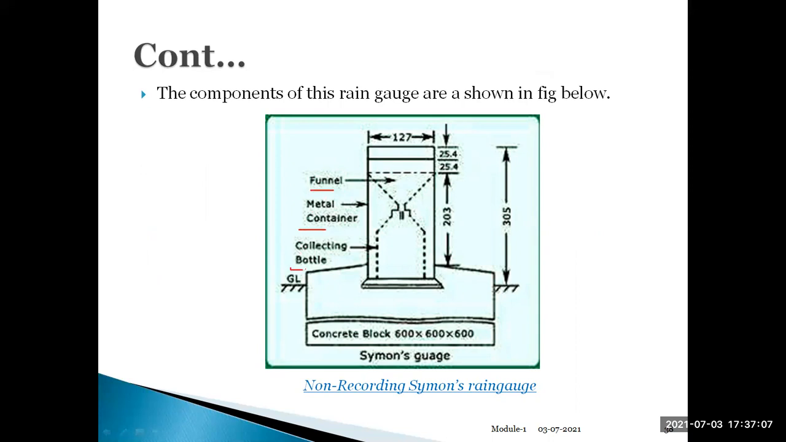You have a funnel, a metal container, a collecting bottle, and the diameter of the funnel, which is placed on a concrete foundation. So let us see what the procedure is to measure the rainfall.